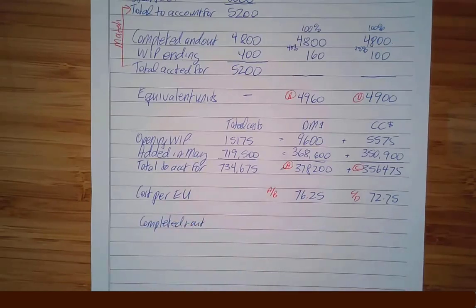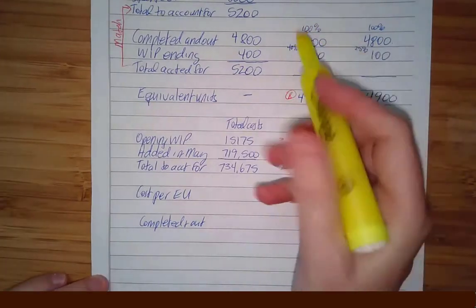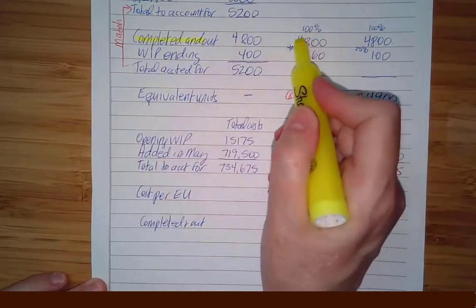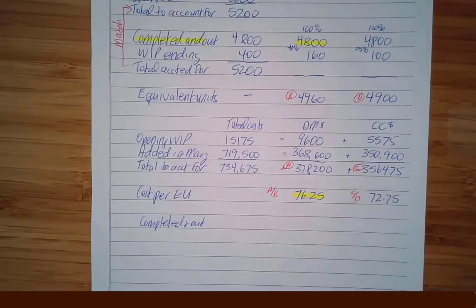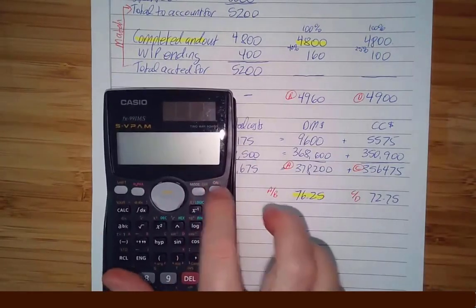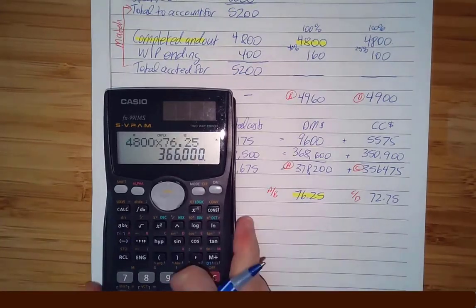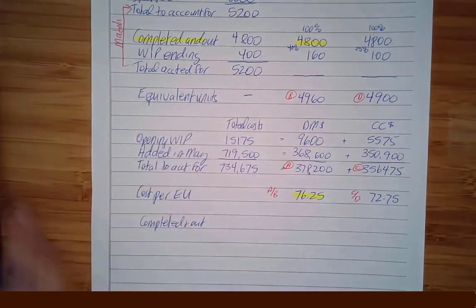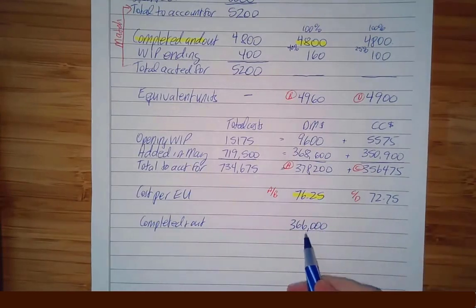So what am I doing here? Let me take a highlighter so we can clearly see. I'm going to take the completed and out 4,800. I'm going to multiply it by the cost per equivalent unit, and that's going to allow me to calculate the cost of the completed and out. So this is 4,800, multiplied by 76.25, and that is equal to 366,000. That is the total cost of the direct materials for the units that are completed.